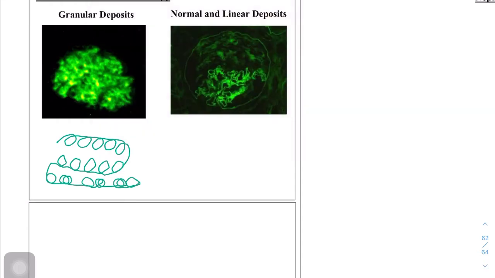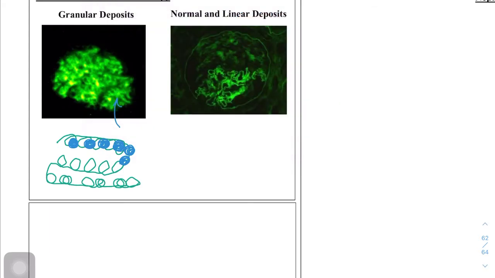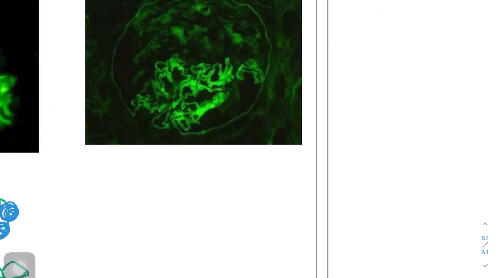And to this, if you have granular deposits, this is the granules which come and deposit. So you don't see the tubular structures. Instead, you see these granule deposits. You can see here. Next, we have linear deposits. These deposit along the tubules. So you can see the difference, granular deposits and the linear deposits.